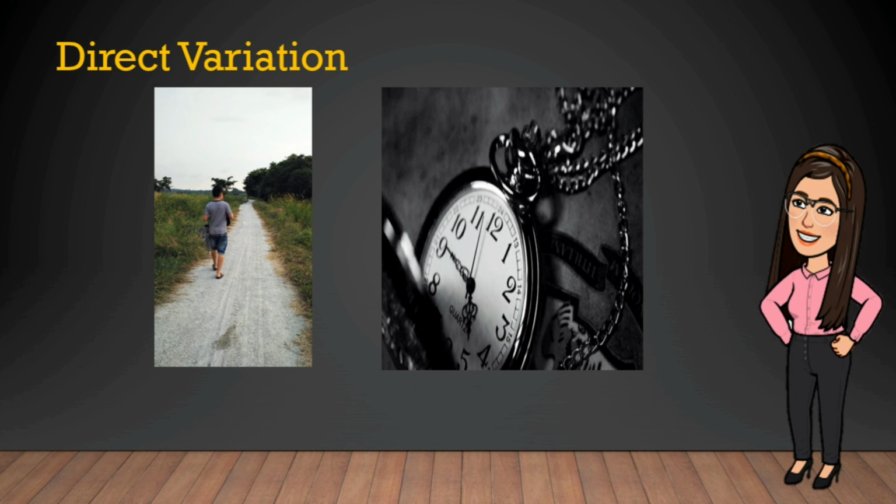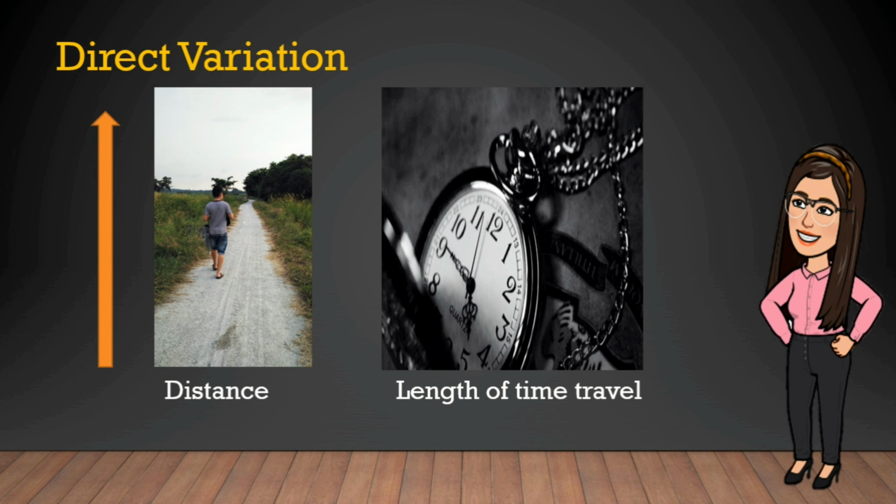Isa pang halimbawa ng direct variation is about distance at ang length of time travel. Halimbawa, naglakad ka at ang distance na nilakad mo ay 1 kilometer sa loob ng 20 minutes at a constant rate. I-compare natin kung ang distance na lalakarin mo ay mas malayo, ibig sabihin mas mahabang oras ang iyong gugugulin. At kung malapit naman ang distance na lalakarin mo, ibig sabihin, mas maiksing oras lang ang kakailanganin.